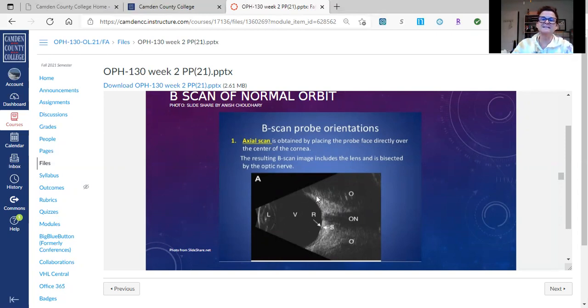The next change in density comes at the retina. That's where this R is. So the change in density is going to show up here as the retina. The next structure would be this S here, which is the sclera, and it's also going to change density here at the optic nerve.